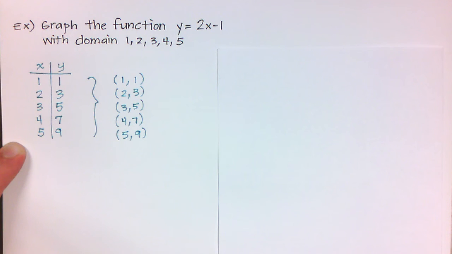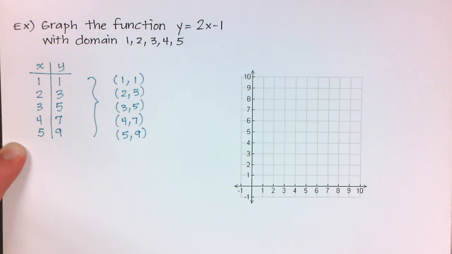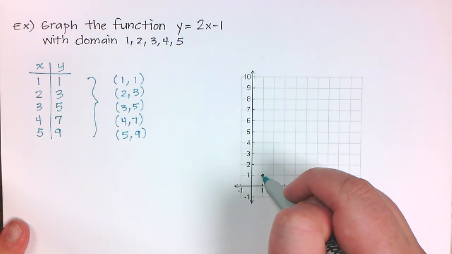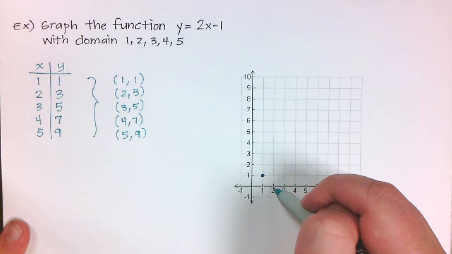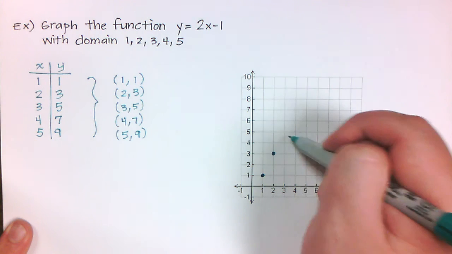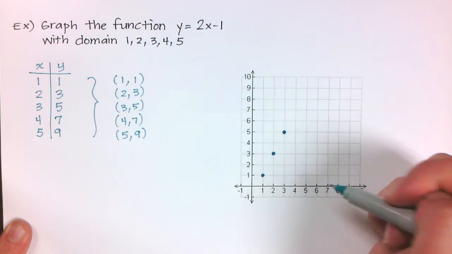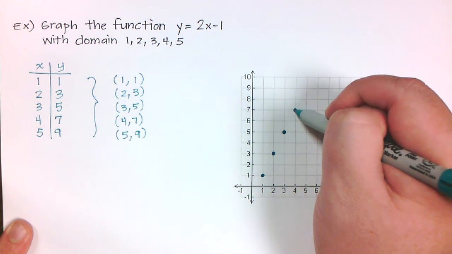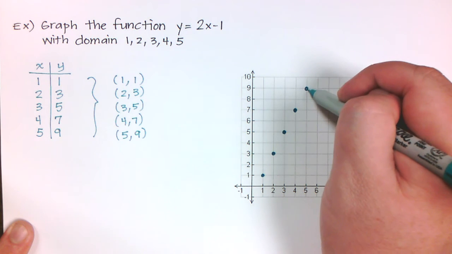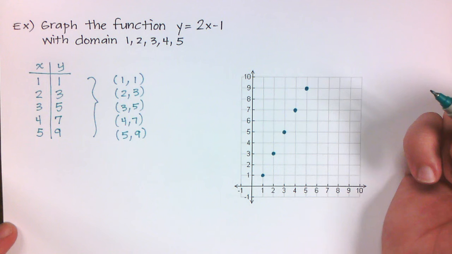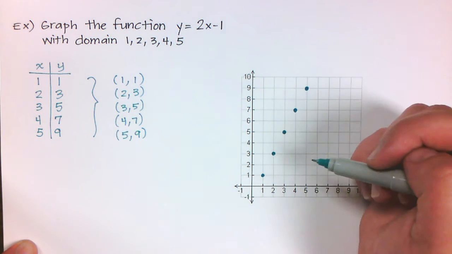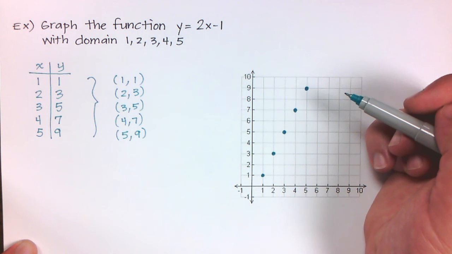So now just represent this function as a graph. All that I have to do is plot those points one more time. So my first point is 1, 1. The next one is 2, 3, so up 3. The next is 3 up 5. The next is 4 up 7. And the final one is 5 up 9. And I'm done. Okay, I don't need to connect those dots. All right, I'm just going to leave the dots as they are.